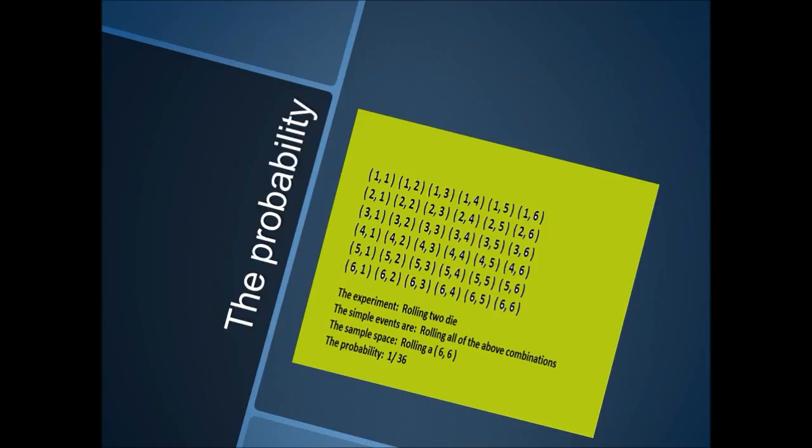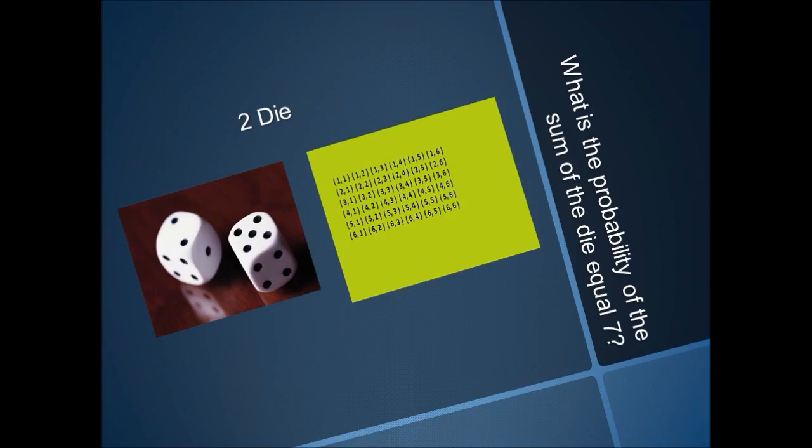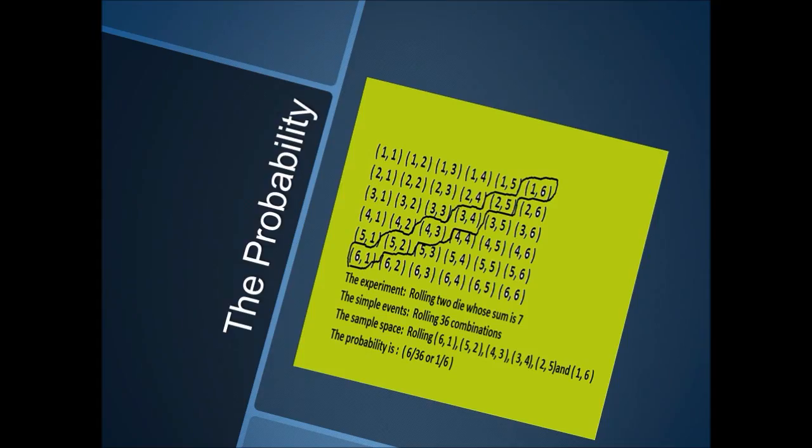What is the probability of the sum of the 2 die equal 7? Again, there are only 36 ways to roll 2 die. We want their sum to be 7. There are only 6 ways this can happen, so the probability of this happening is 6 out of 36, or 1/6.